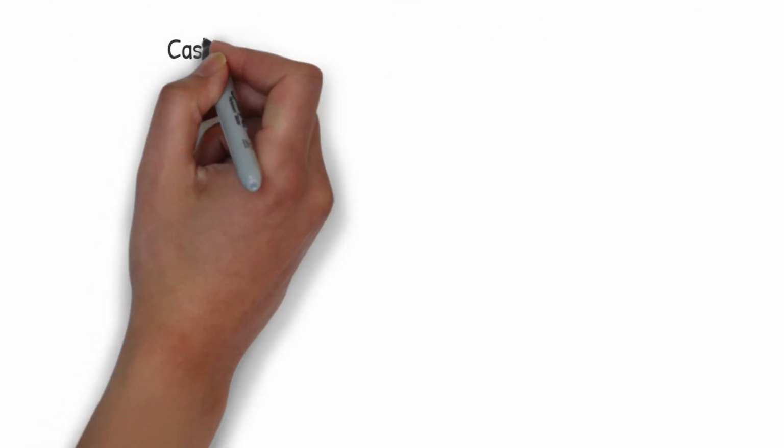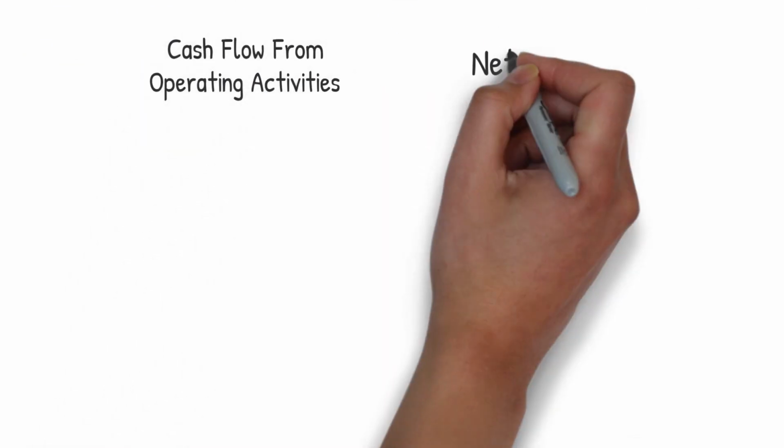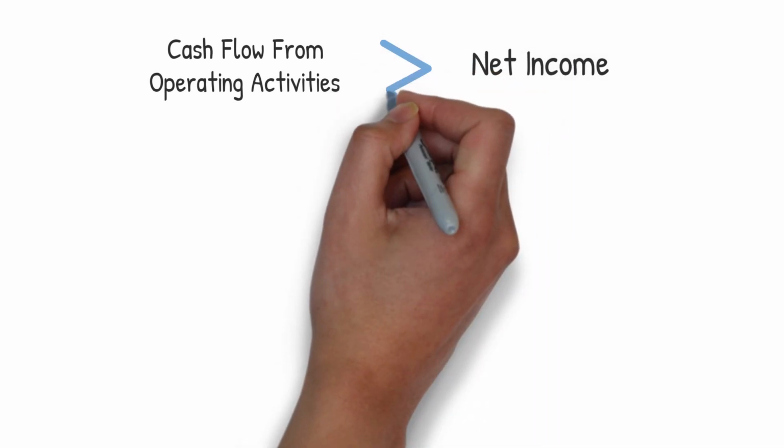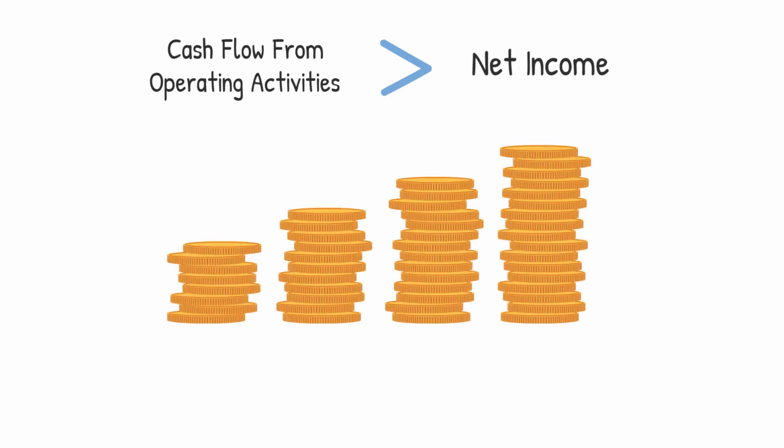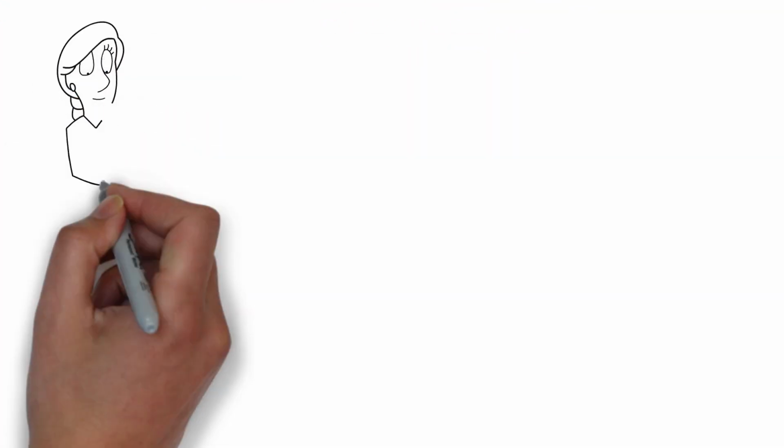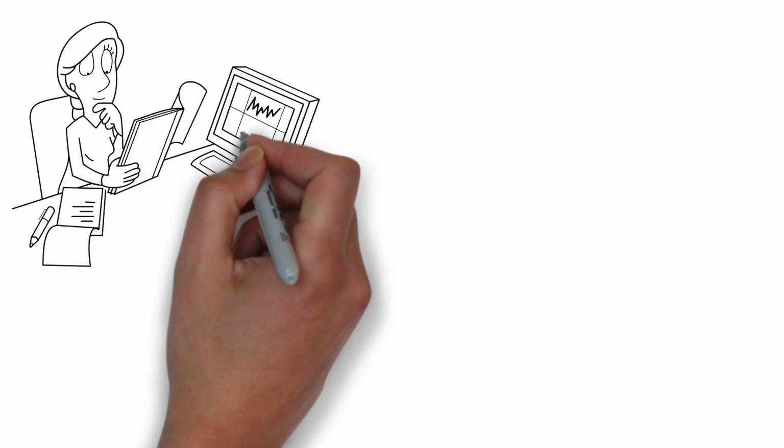Investors often compare cash flow from operating activities to the company's net income. If a company's cash flow from operating activities is higher than its net income, it is considered to have high-quality earnings. It is said that analyzing companies in the stock market requires both skill and art.